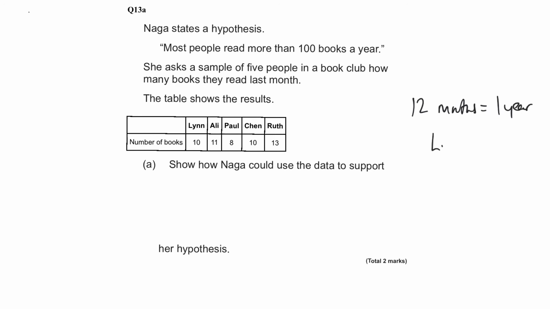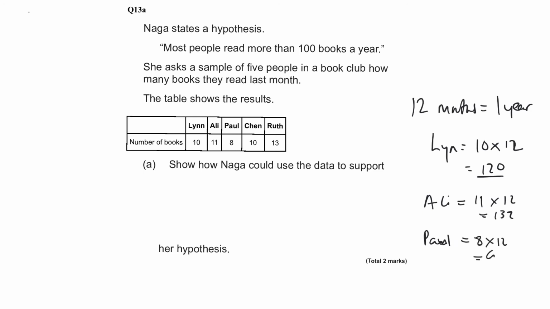So for Lynn, it would be 10 times 12, which would be 120 books a year. For Ali, it would be 11 times 12, which is 132. For Paul, it would be 8 times 12, which is 96. For Chen, it would be 10 times 12, which is 120, like Lynn. And then for Ruth, it would be 13 times 12, which is 156.